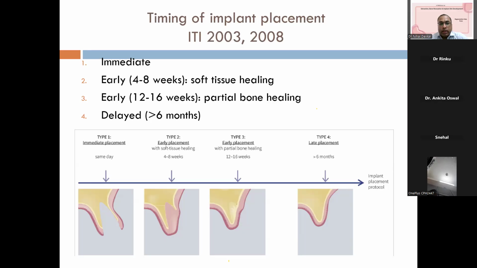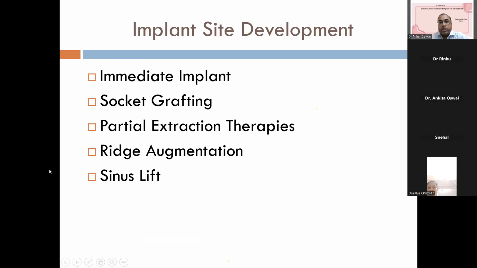The protocol currently that is followed is the socket should not be empty. Okay, for all these alterations, if you don't want them to happen, the socket should not be empty. It should be either filled up with implant or with a biomaterial or both. Even immediate implant along with the placement of graft material is considered to be some form of socket preservation method. So that takes us to different procedures that can be indicated.